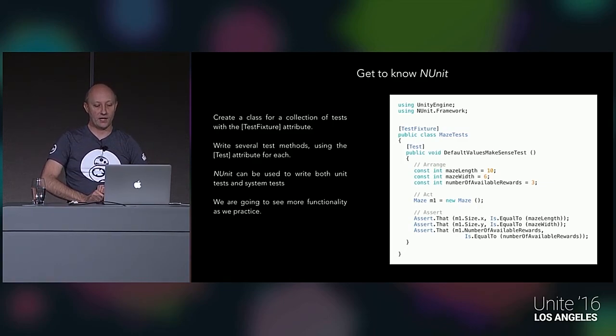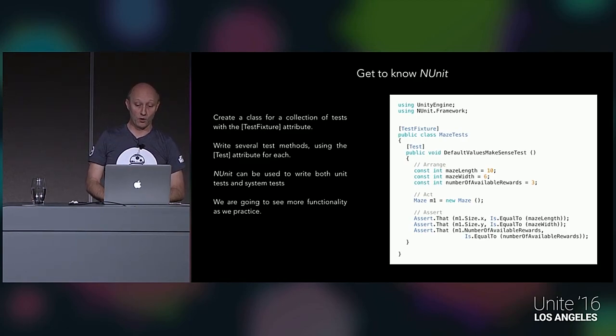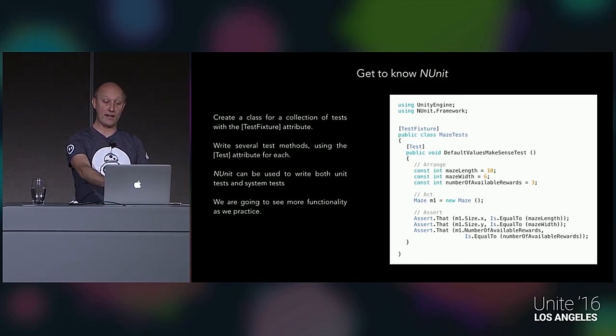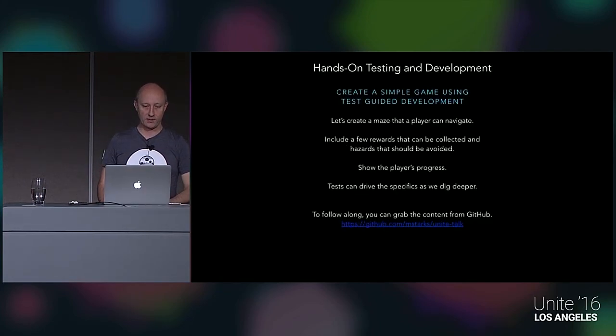This test is kind of silly, but basically we want to make sure that the default values for some class make sense. So I say that the maze length should be 10, maze width should be 6, and number of available rewards should be 3. Now, when I create a maze object, I can assert that the size in the x direction, the y direction, and the number of available rewards are all equal to what we want them to be. As long as they are, those asserts will pass, the test will pass, and you'll know that the constructor is doing what you expect. Okay, we'll see more functionality as we continue.